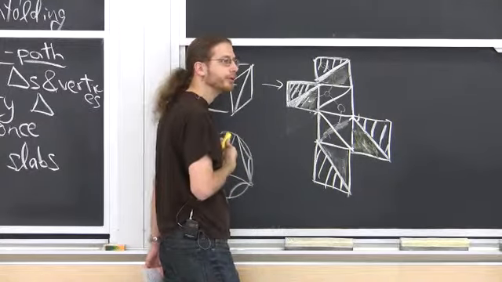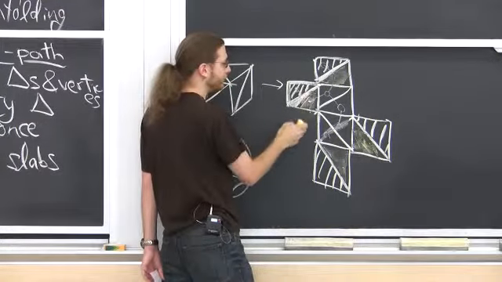Sorry, what do you mean? You have 3 ears. You could have 3 ears. Yeah, so here I have 2.